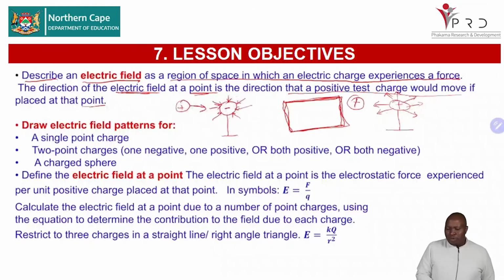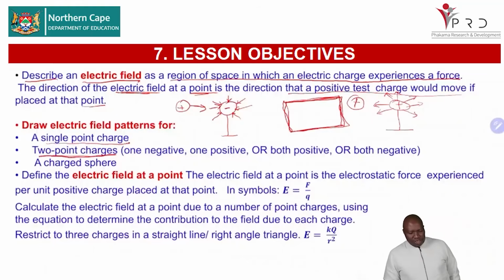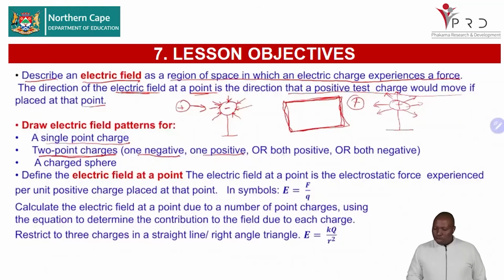And we are saying you must be able to draw these electric field patterns for a single point charge and for 2-point charges. For 2-point charges, one is negative and the other is positive, or you can have both positive or both negative. So we're expecting that you know how to draw 4 electric field patterns. That is for 1 negative, 1 positive. You must be able to draw, as I've shown you there, for positive and for negative.